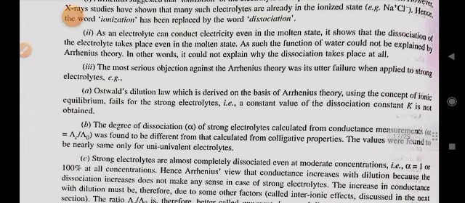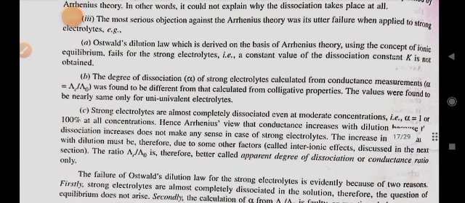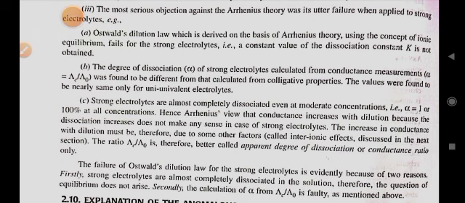Second, as an electrolyte can conduct electricity even in the molten state, it shows that the dissociation of the electrolyte takes place even in the molten state. As such, the function of water could not be explained by the Arrhenius theory. In other words, it could not explain why the dissociation takes place at all. The most serious objection against the Arrhenius theory was its utter failure when applied to strong electrolytes. Example: Ostwald dilution law, which is derived on the basis of Arrhenius theory using the concept of ionic equilibrium, fails for strong electrolytes, that is, a constant value of the dissociation constant K is not obtained.